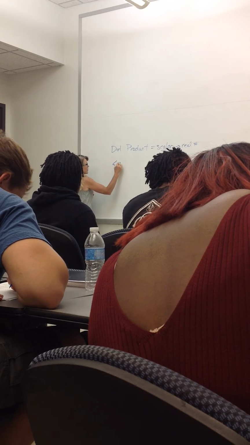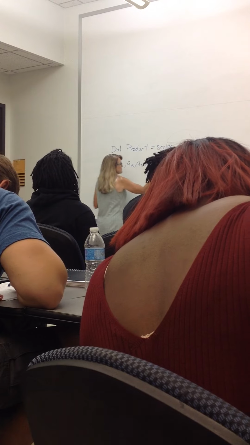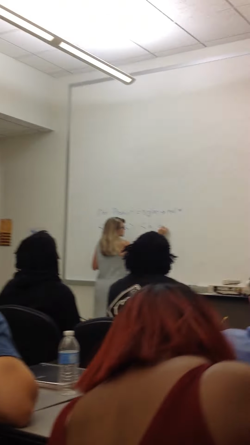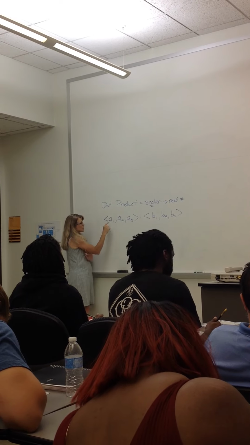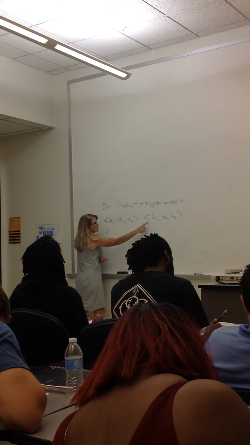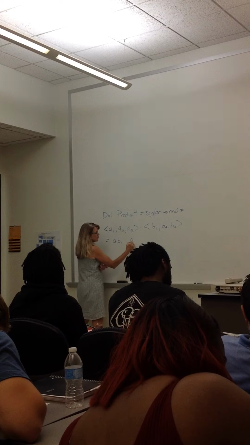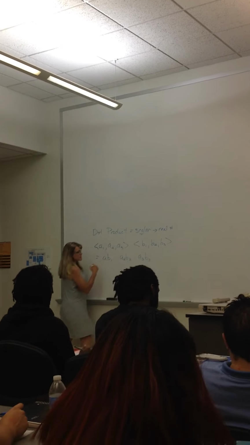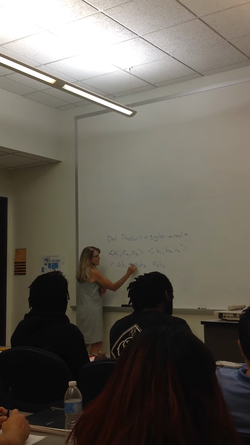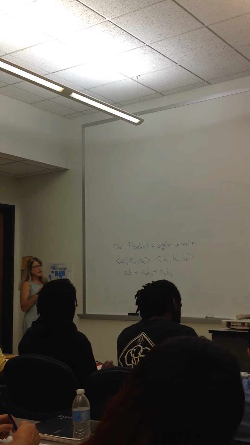So if I have one vector and I'm dotting it with a second vector, the definition is that you multiply like components. So I multiply the two x's together, I multiply the two y's together, I multiply the two z's together, and then we add those products. That's mechanically what the dot product is.